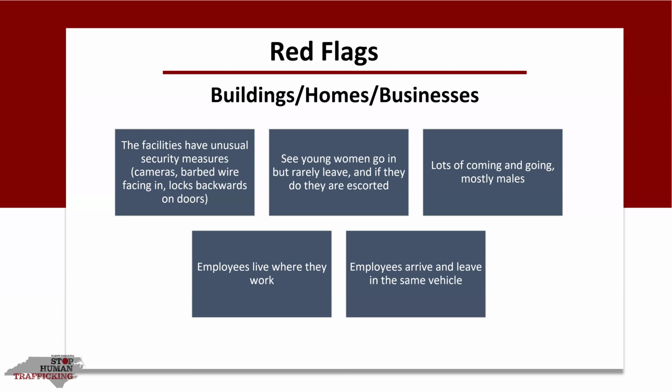Lots of coming and going, mostly males. And we highlight males because I want to be very clear. All the data points to the demand side of sex trafficking being predominantly male, to the tune of 98 to 99%. Which means 1 to 2% are women. So mostly males is what we're going to say for that. Employees live where they work, and employees arrive and leave in the same vehicle. This is oftentimes labor trafficking, but this also happens in illicit massage businesses. I'm not saying carpooling is bad, but just put all the red flags together.